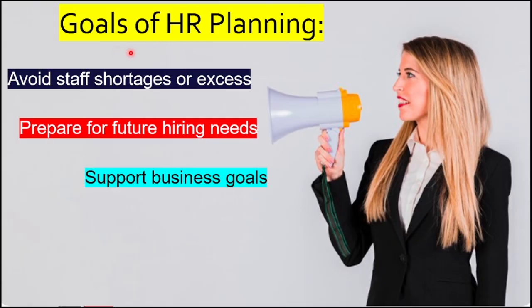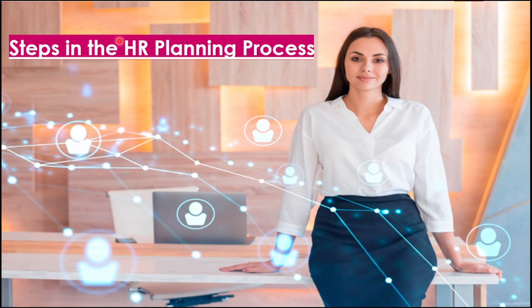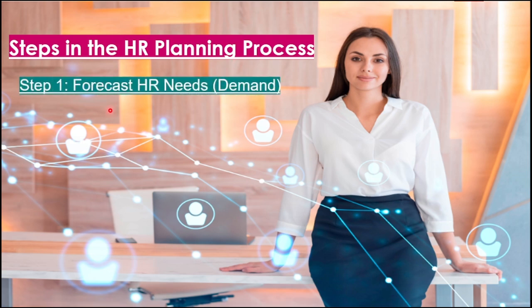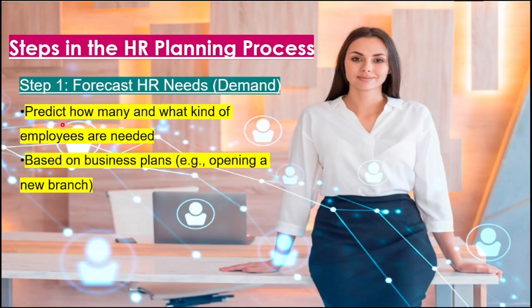The last slide talked about the goals of HR planning. This slide talks about the steps in the HR planning process. We have 4 steps in the HR planning process. The first step is forecasting HR needs, meaning demand. We are forecasting the needs of HR. Over here we predict how many and what kind of employees are needed, based on business plans, for example opening a new branch.